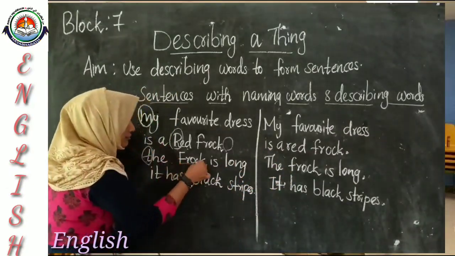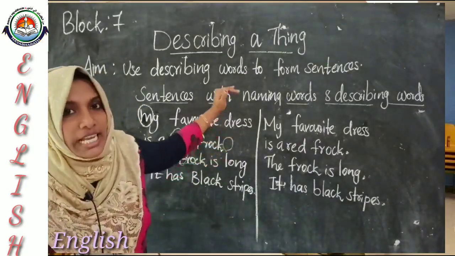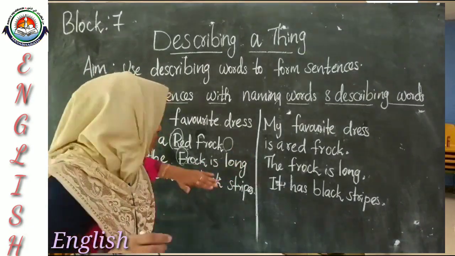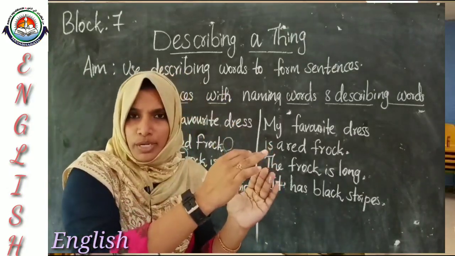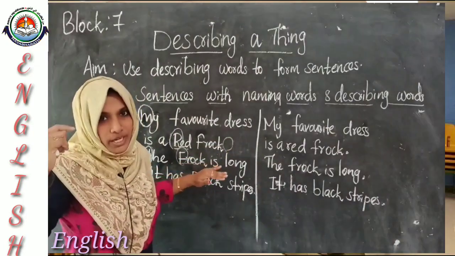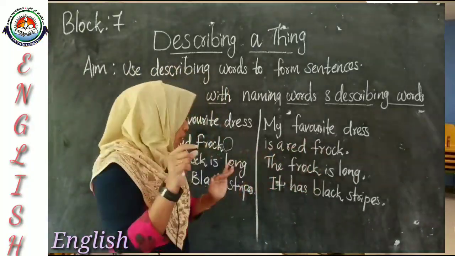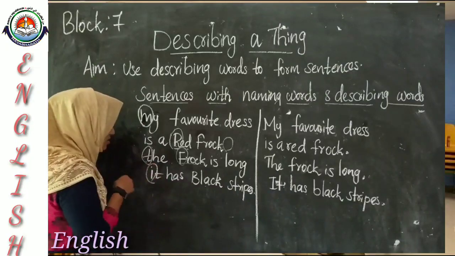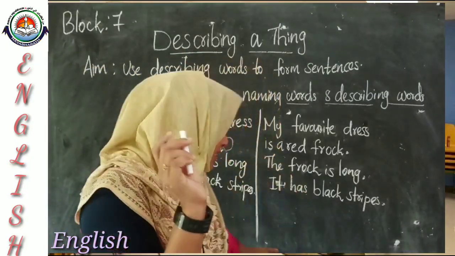And what about the word frock? Here the beginning letter F also starts with a capital letter. Why is it needed to start with this capital letter? We already learned that in the case of proper naming words, we start with a capital letter. But this frock is a common naming word. So we can rewrite this capital F with a small f. Okay, then: it has black stripes. Here again, this starts with a small letter. So you have to rewrite this one this way.